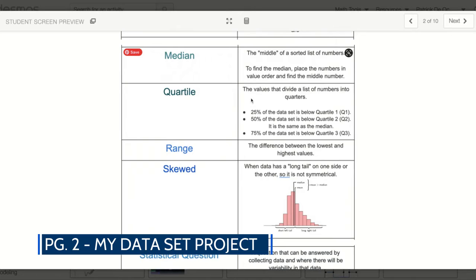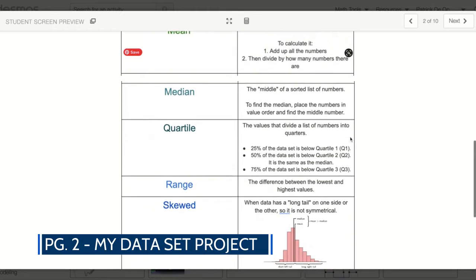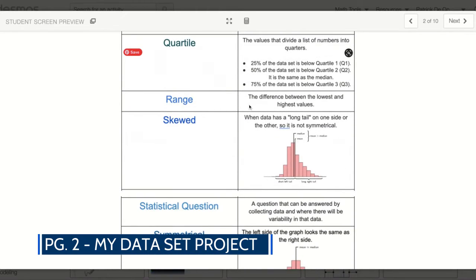Quartile. Quartiles are the values that divide a list of numbers into quarters. 25% of the data is below quartile 1. 50% of the data is below quartile 2. It's the same thing as the median. 75% of the data is below quartile 3. Range. Range is the difference between the lowest and the highest values.